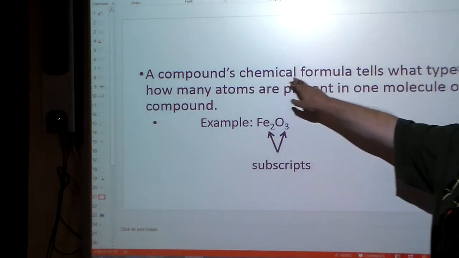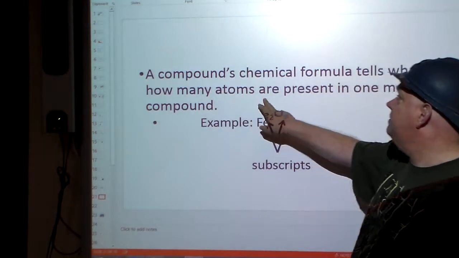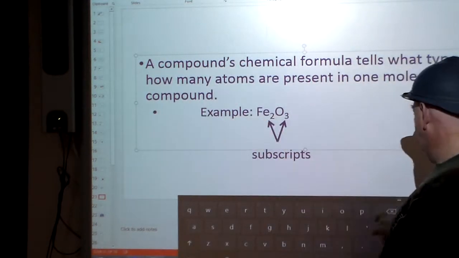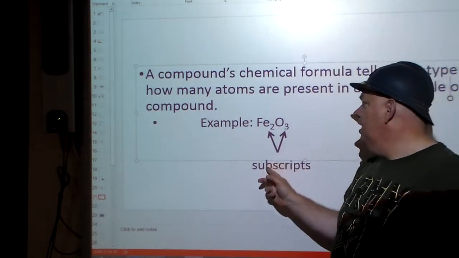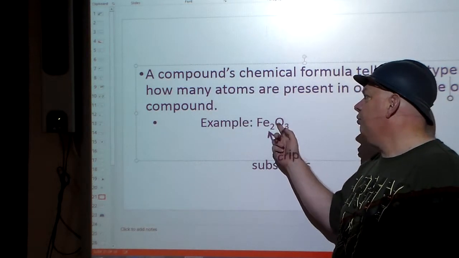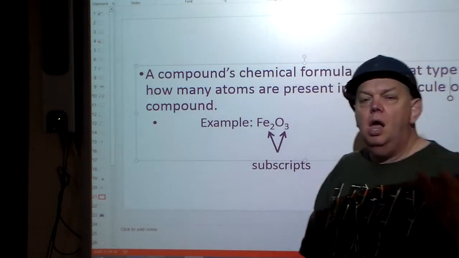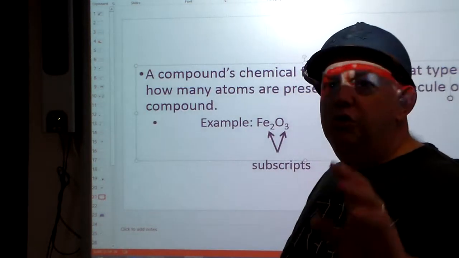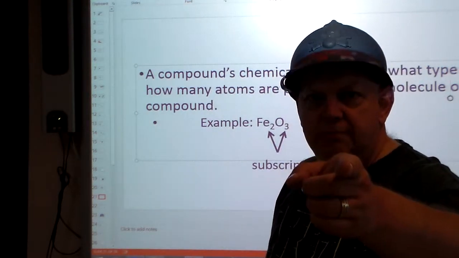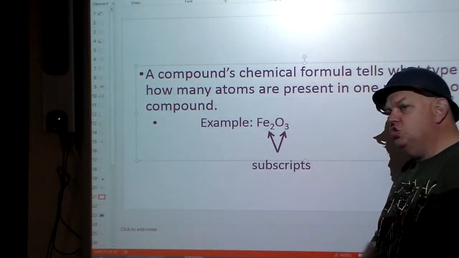So a compound's chemical formula tells what type and how many atoms are present in one molecule of a compound. Example, Fe2O3. These are subscripts. I have 2 irons and 3 oxygens. This is one Fe2O3 compound. Now, this Fe2O3, I guarantee you've seen it before. You know it as rust. Boom. Chemistry.